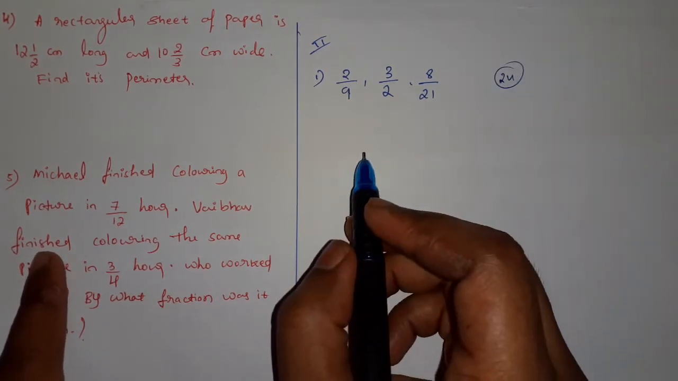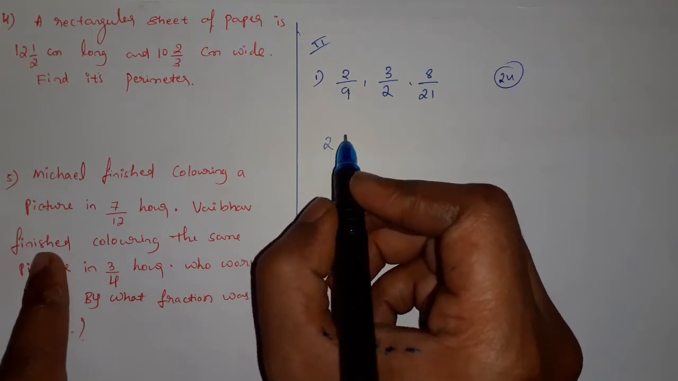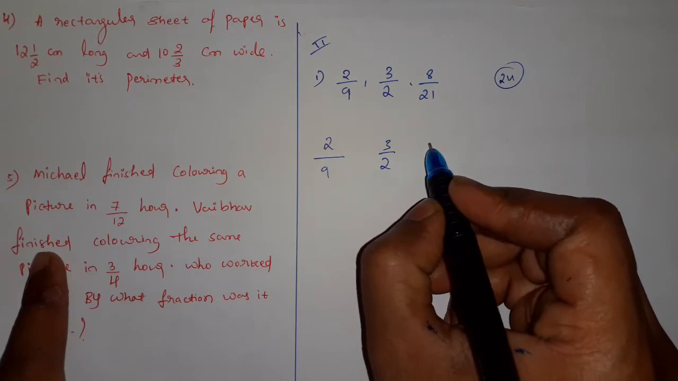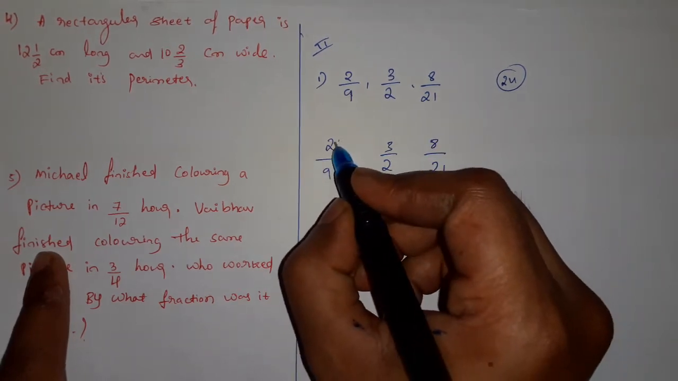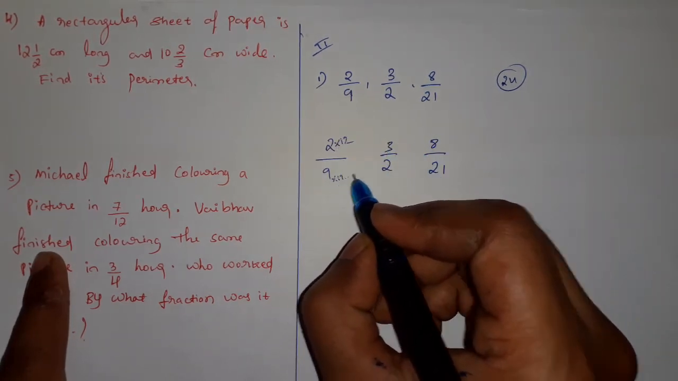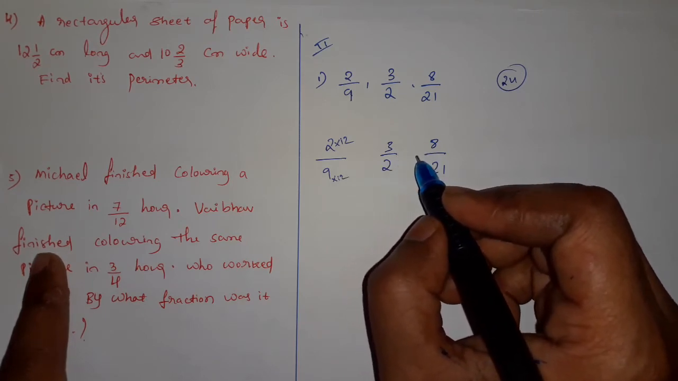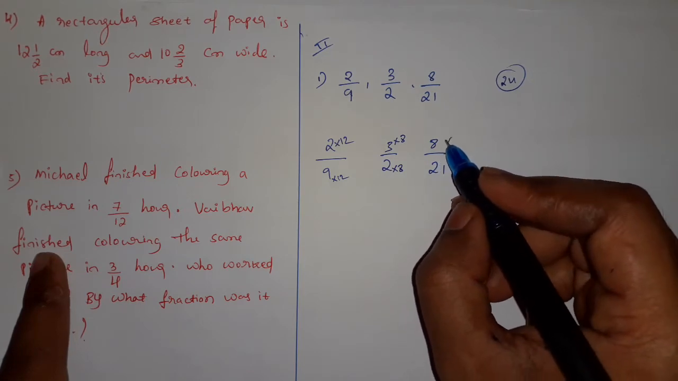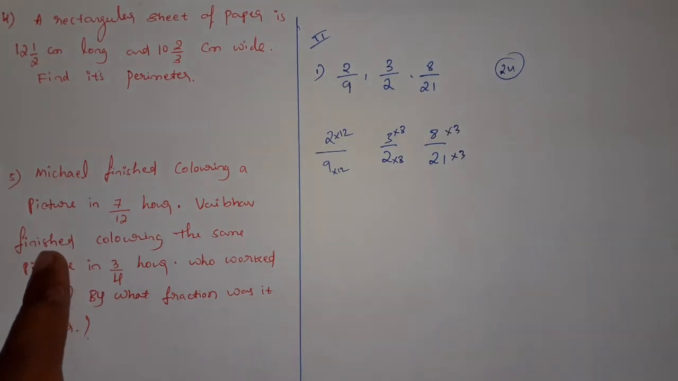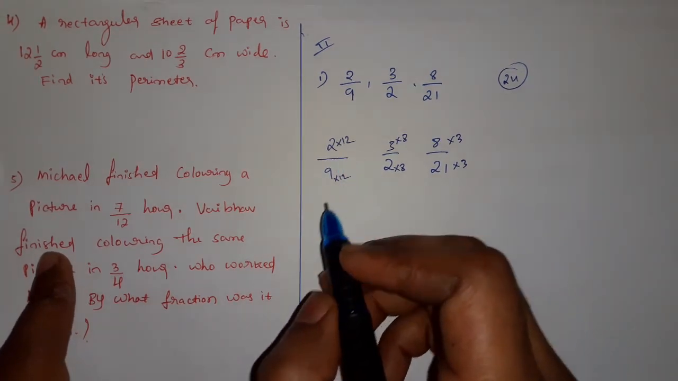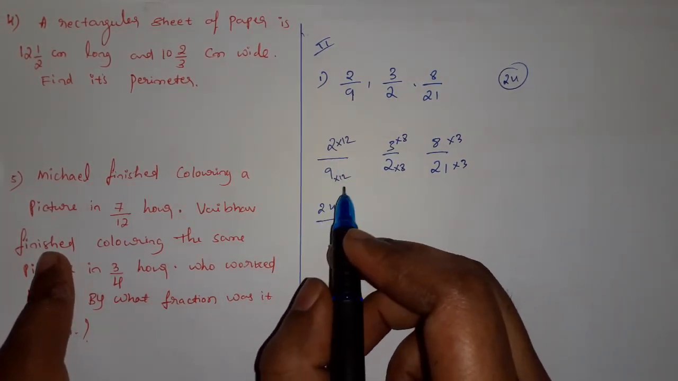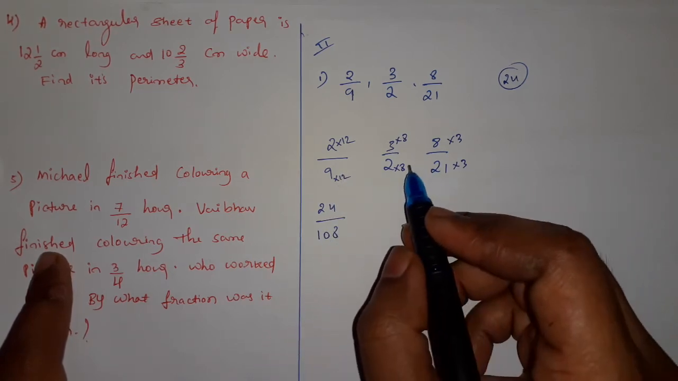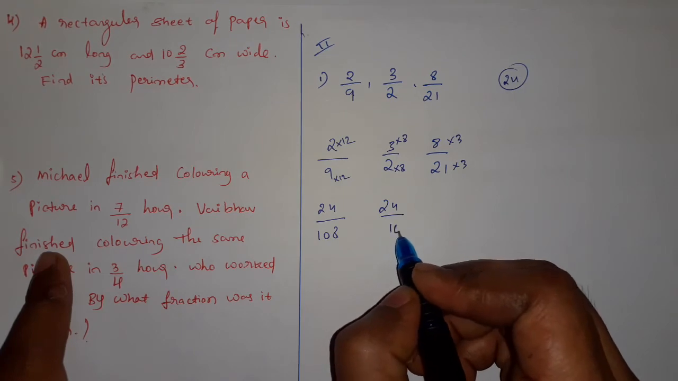So what I will do: 2 how much to make 24? 12s, here also 12s. 3 how much to make 24? 8s, 8s. 8 how much to make 24? 3s, 3s. Okay, now you calculate. 2 12s is how much? 24 by 108. 24 by 16.